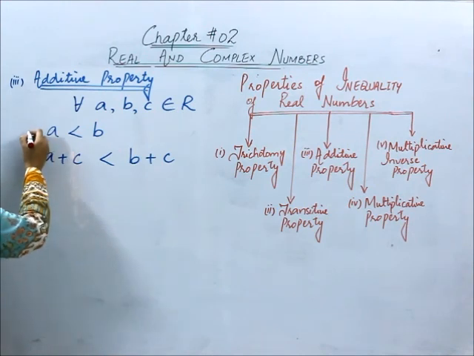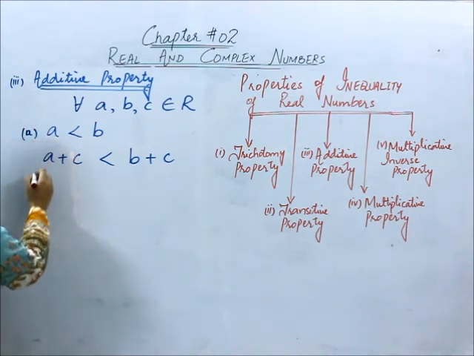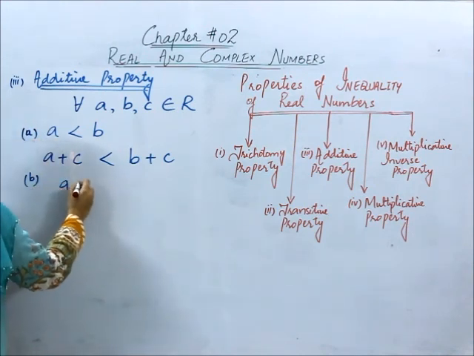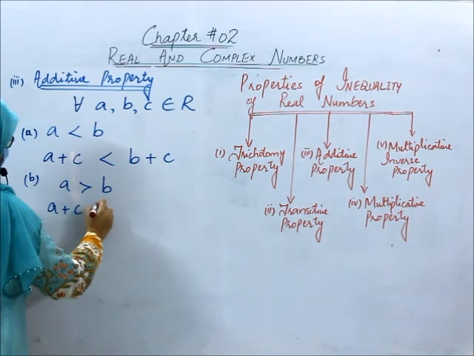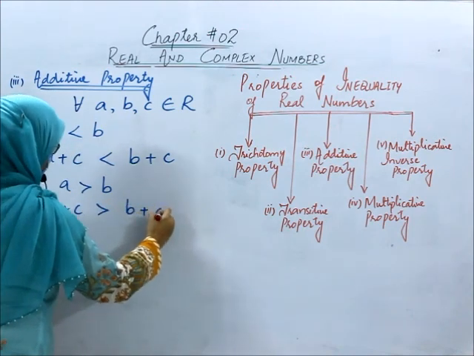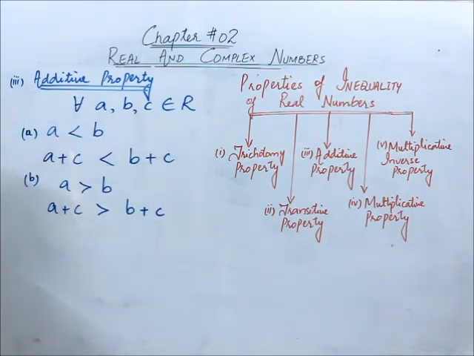Now if we have a relation like a is greater than b, then definitely if we add a number on one side of the inequality, we have to add the same number on the right side of the inequality. This is called the additive property of the inequality of real numbers.